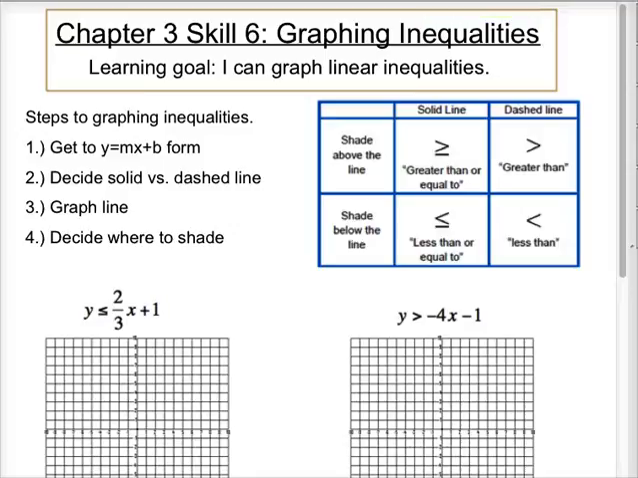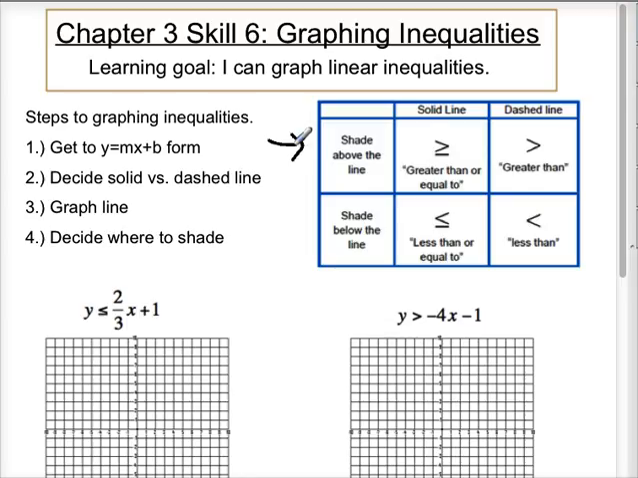Welcome back. In this video, we're going to discuss graphing inequalities. To graph inequalities, remember this time, instead of dealing with an equal sign, we're dealing with greater thans and less thans. Now, the biggest help is going to be this table right here.